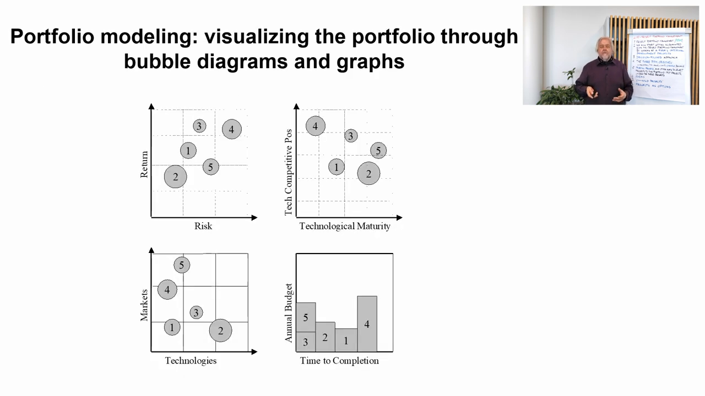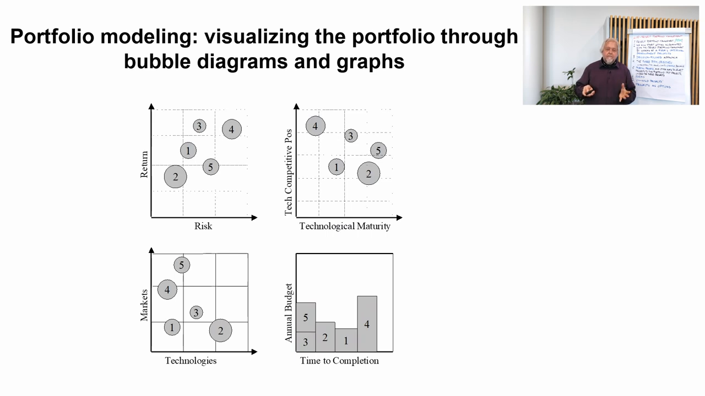This picture, for example, now shows three different bubble diagrams. The projects are marked in a diagram as a bubble. And there are actually two dimensions in each of these bubble diagrams. For example, in the first one there is the risk and the reward. And when the projects are scored, for example, with scores from 1 to 5, they can be positioned in this diagram in terms of these two dimensions.